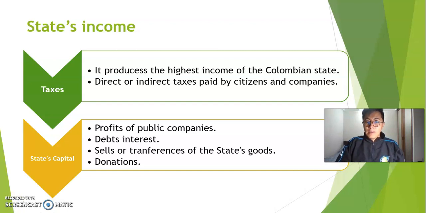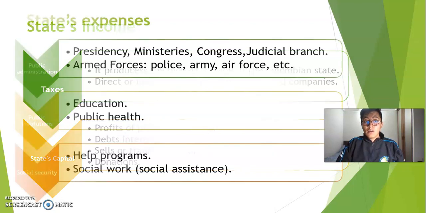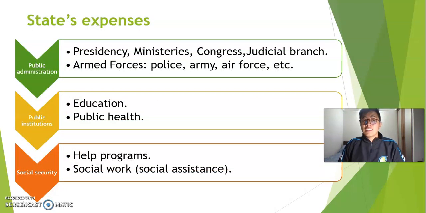Okay, and the last part is the expenses of the state. Same as with the last part, there are more situations where the state spends the money, but we are going to talk about the main three situations. So the first one is public administration, the way that the state administrates the whole country. So the state needs to spend money on the organizations that control the whole country.